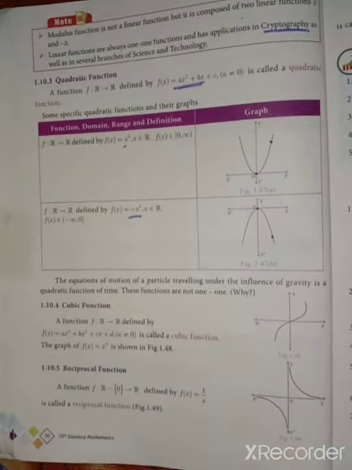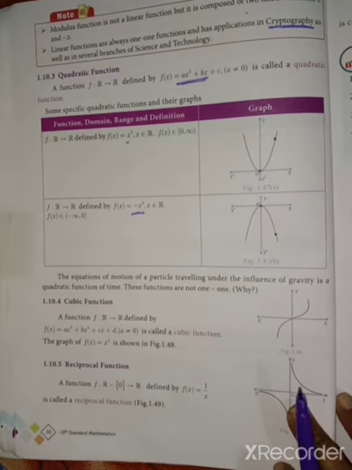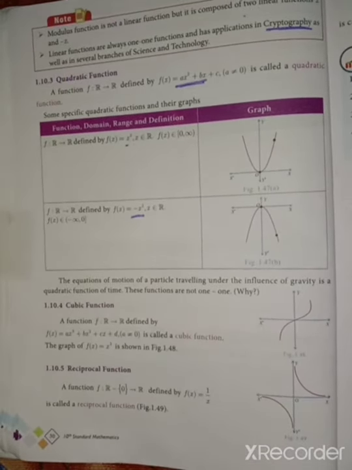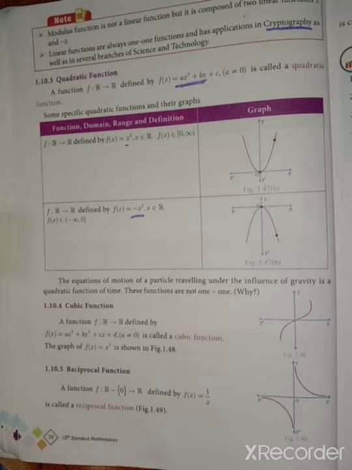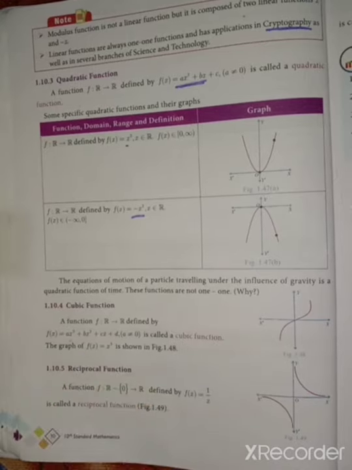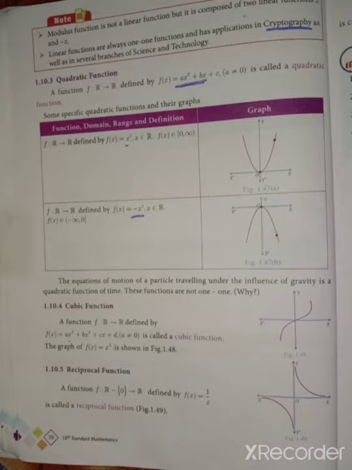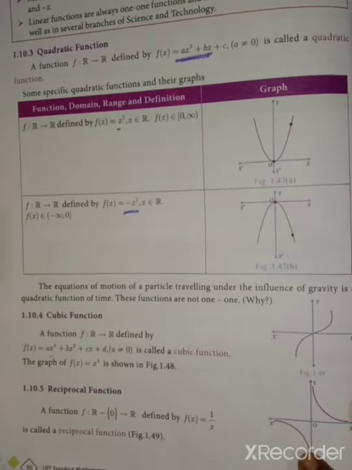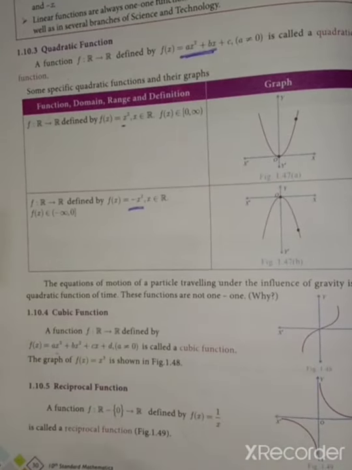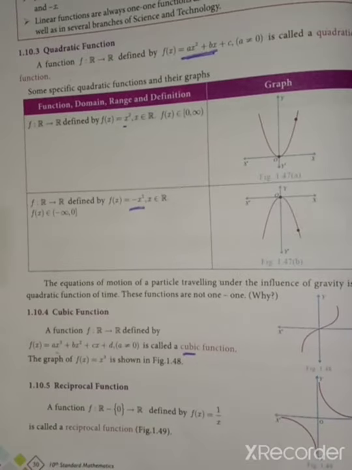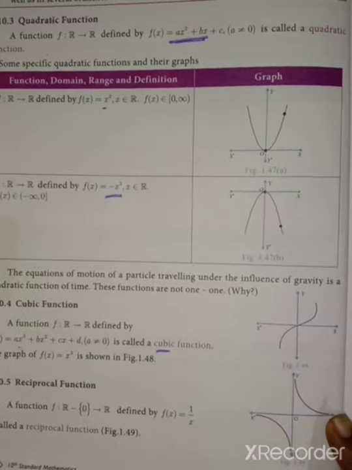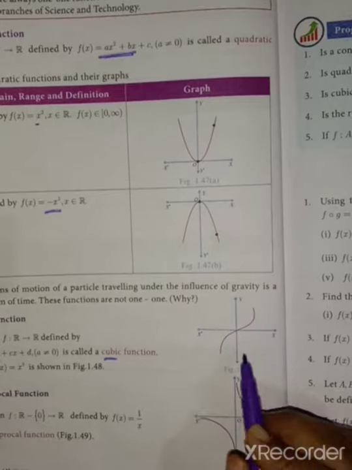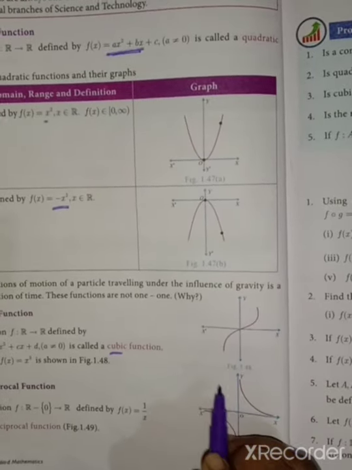Here the next one is the cubic function. Cubic means already the title says cubic, that means 3. Cube means 3. So here the degree is 3. So what is it? ax cube plus bx squared plus cx plus d, a is not equal to 0, is called a cubic function. If we substitute in a cubic function, the graph must be a curve like an S.